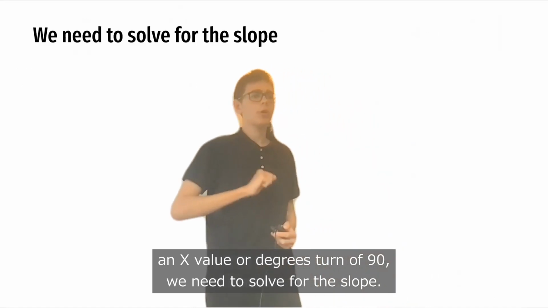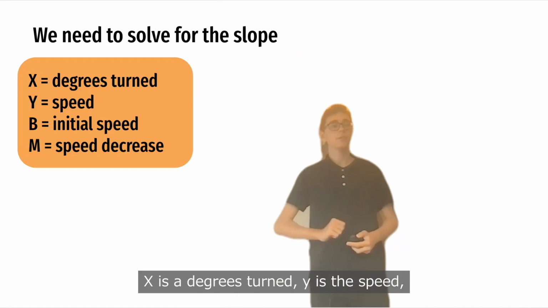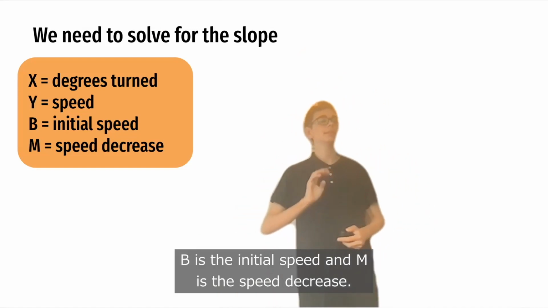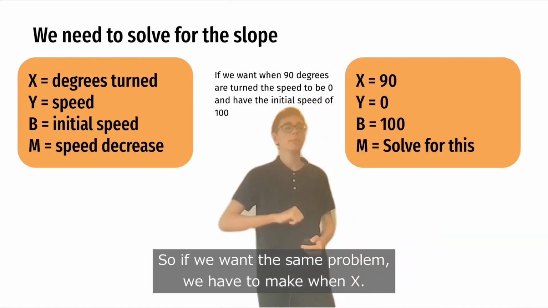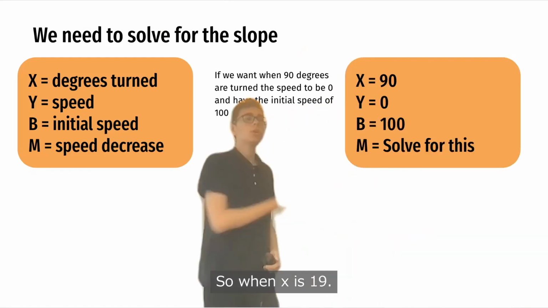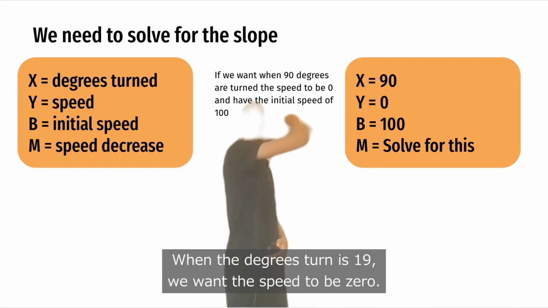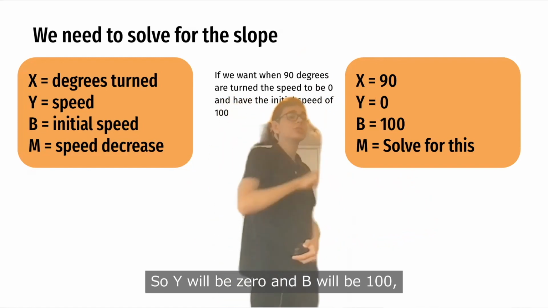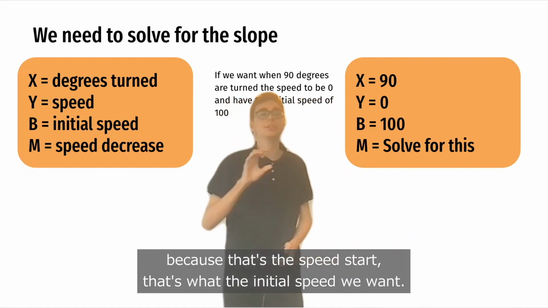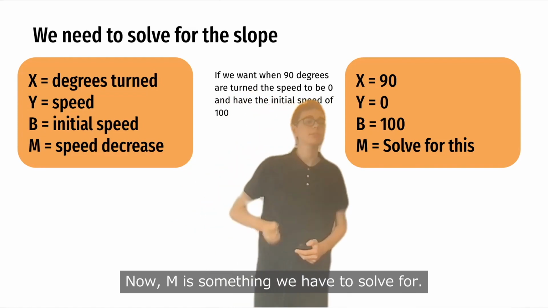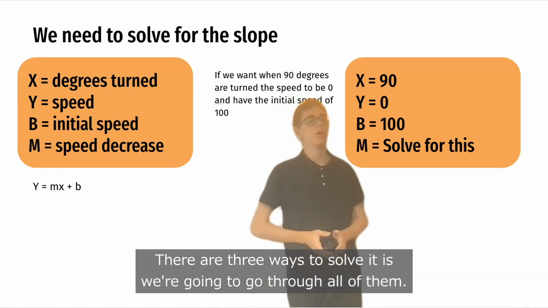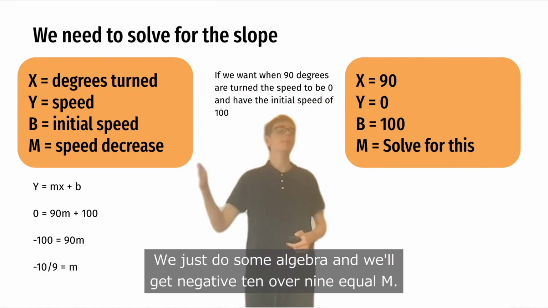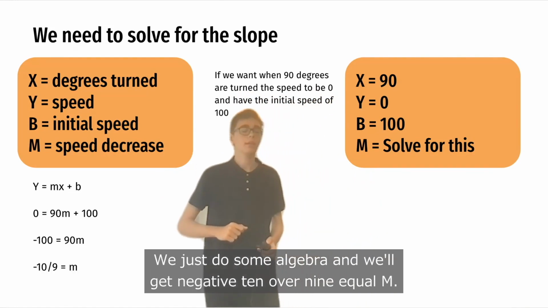We need to solve for the slope. X is the degrees turned, y is the speed, v is the initial speed, and m is the speed decreased. So if we want the same problem, when x is 90, when the degrees turn is 90, we want the speed to be 0, so y will be 0, and b will be 100 because that's the speed start, that's the initial speed we want. Now m is something we're going to have to solve for. There are 3 ways to solve for this, we're going to go through all of them. Now first is the normal way of y is equal to mx plus b. We just do some algebra and we'll get negative 10 over 9 equal m.